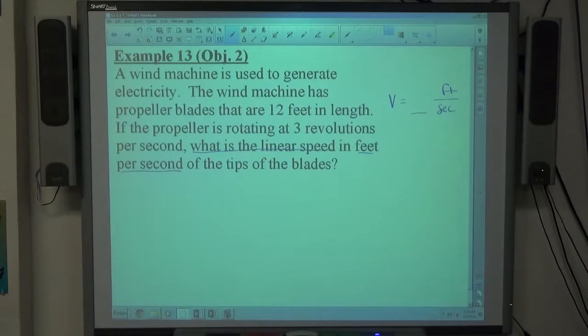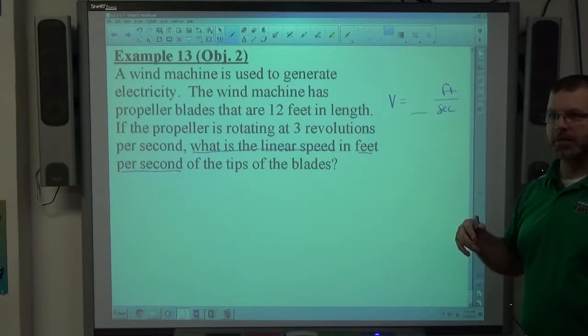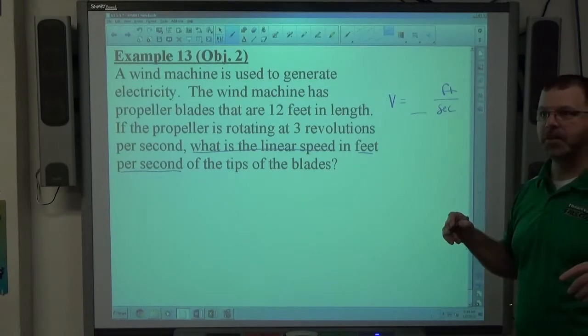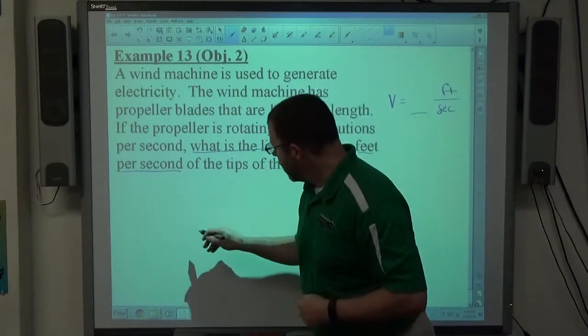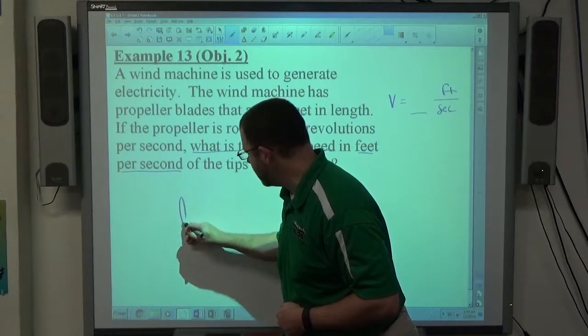So, linear speed is what I'm looking for. You've seen these wind machines down near Petersburg, right? I think they're longer than 12 foot length, about 150 or something. I don't know, they're really long. Anyway, you've got this thing in the middle that's rotating them, and then you've got these blades here.